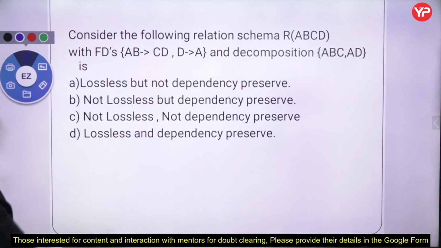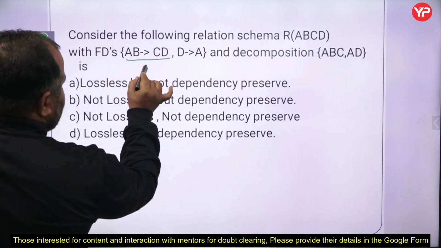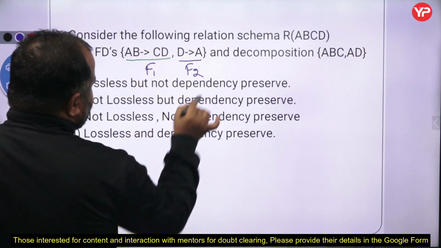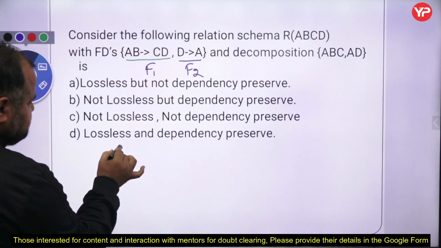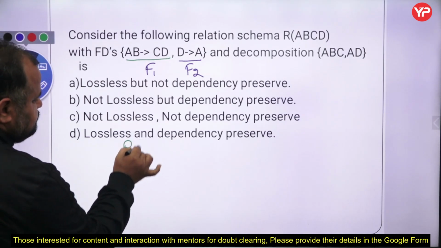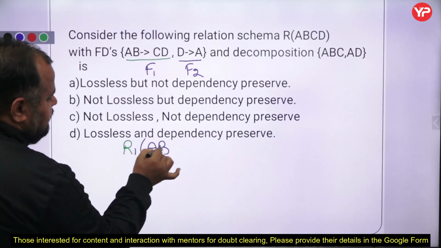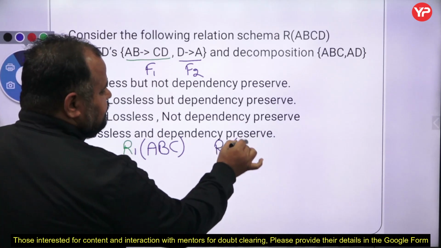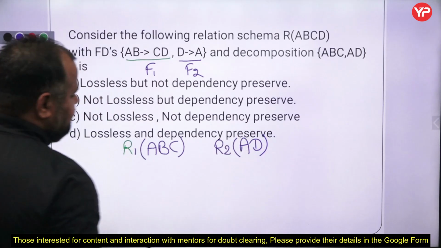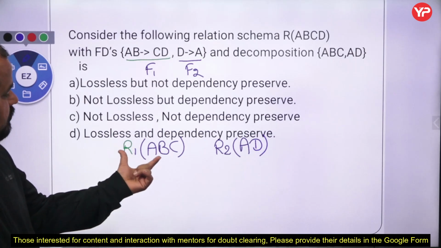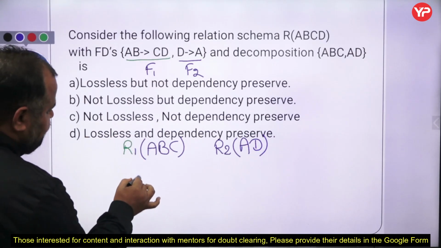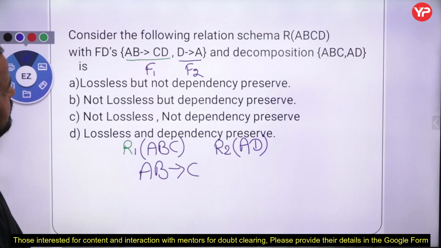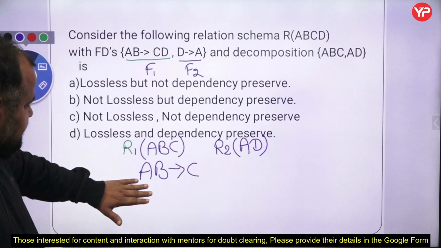See, my dear students, this is my FD number 1 and this is my FD number 2. Talking about the decomposition, the first decomposition R1 is A, B and C, and the second decomposition R2 is A and D. Now tell me, what should be the FDs of R1? The FDs of R1 is AB determine C. Now D determine A.